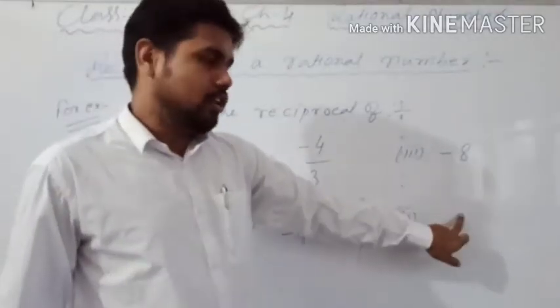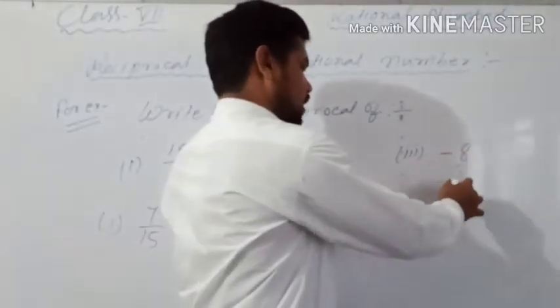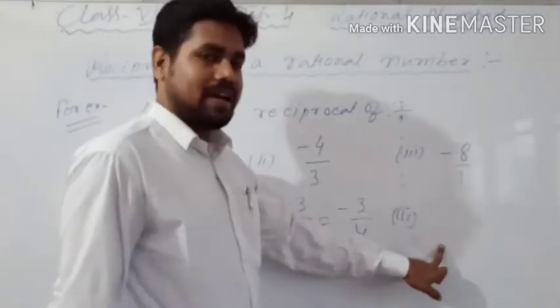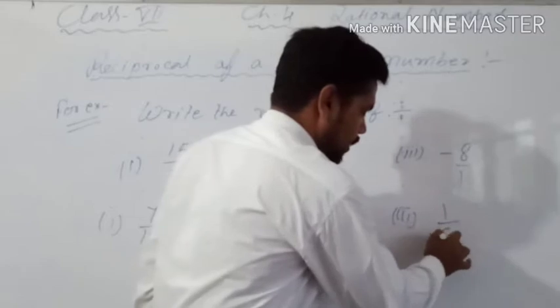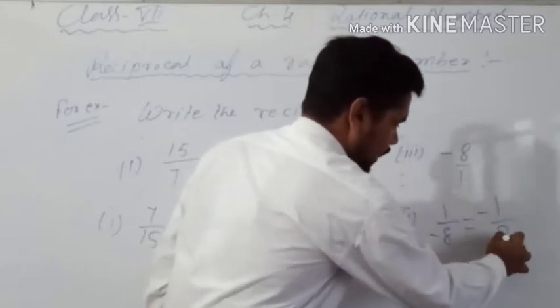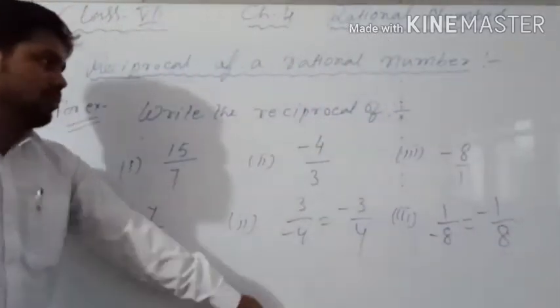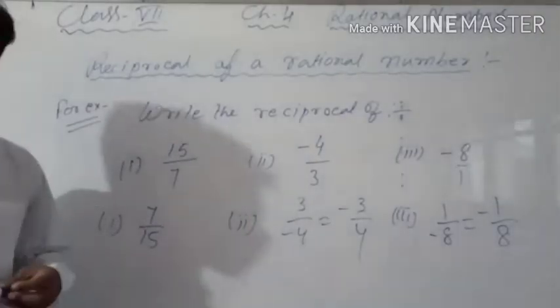And here question number 3, minus 8. Here in the denominator nothing is there, so you can write it as 1. So it will be 1 by minus 8. So 1 by minus 8 means minus 1 by 8. So this is how you can write the reciprocal of a particular number.